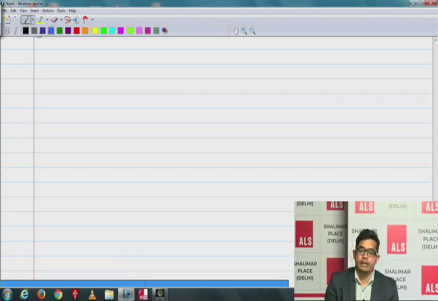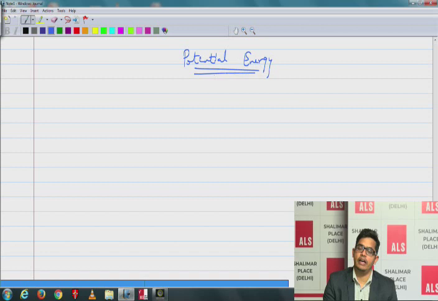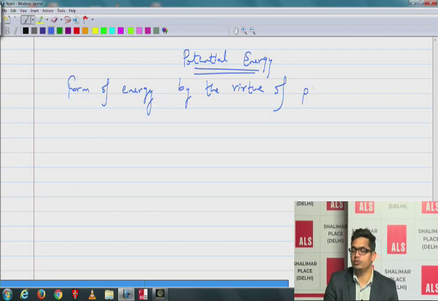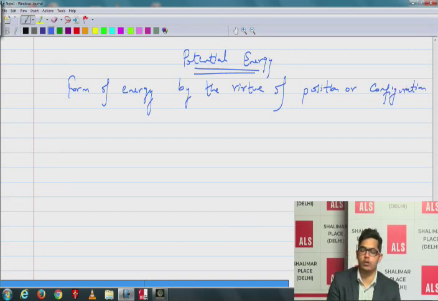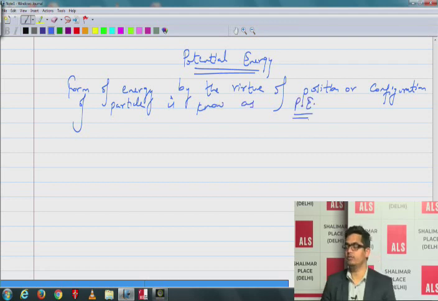Okay, so whatever. Now let's talk about potential energy. Now what is potential energy? It is a form of energy by virtue of position or configuration of a particle, and it is known as potential energy.